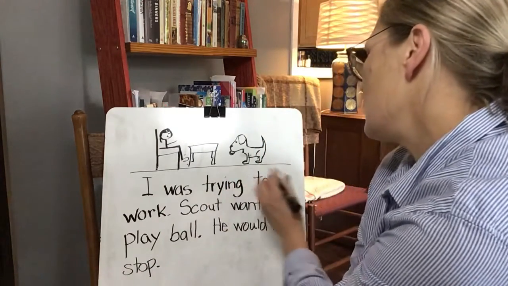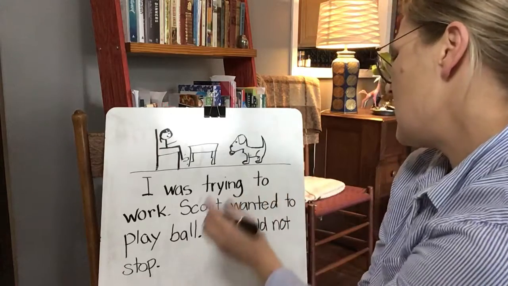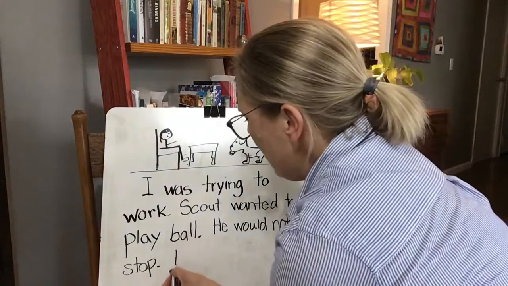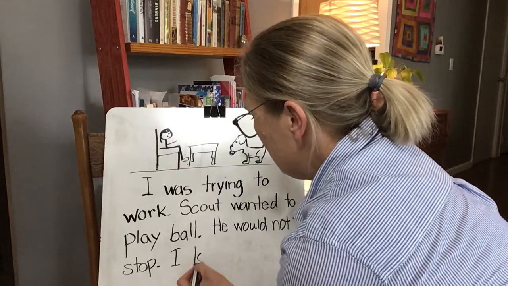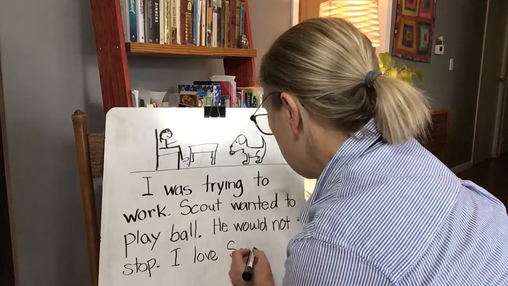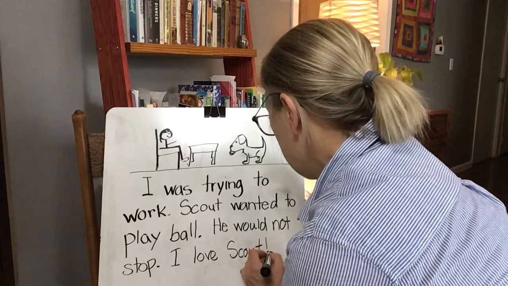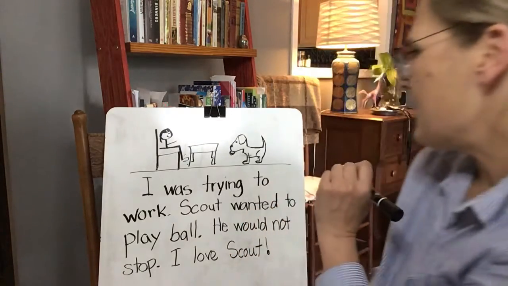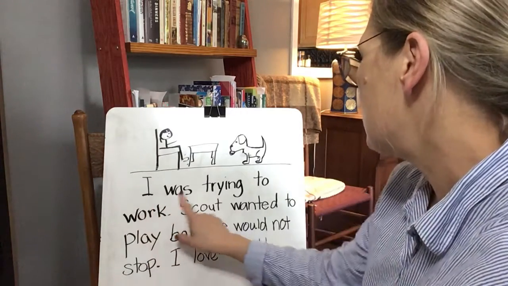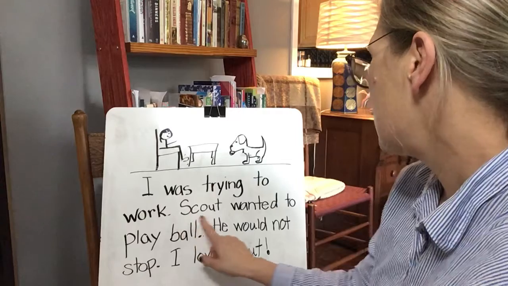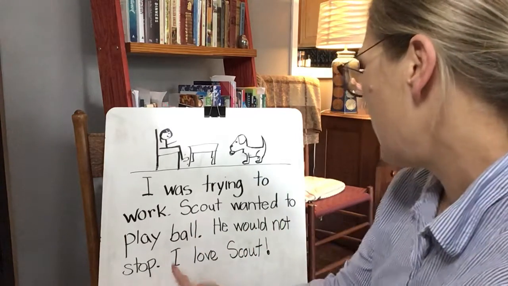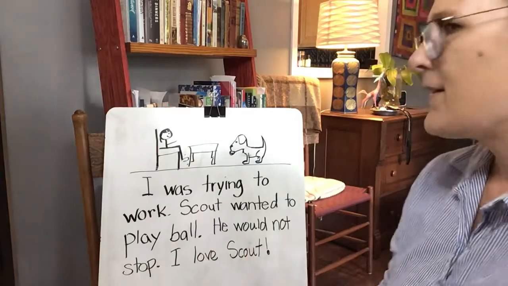I was trying to work. Scout wanted to play ball. He would not stop. I love Scout. There I am. Then I can reread it and make sure it makes sense. I was trying to work. Scout wanted to play ball. He would not stop. I love Scout.